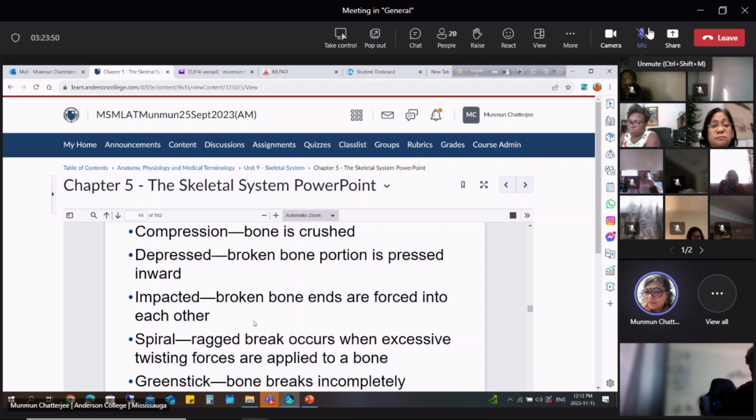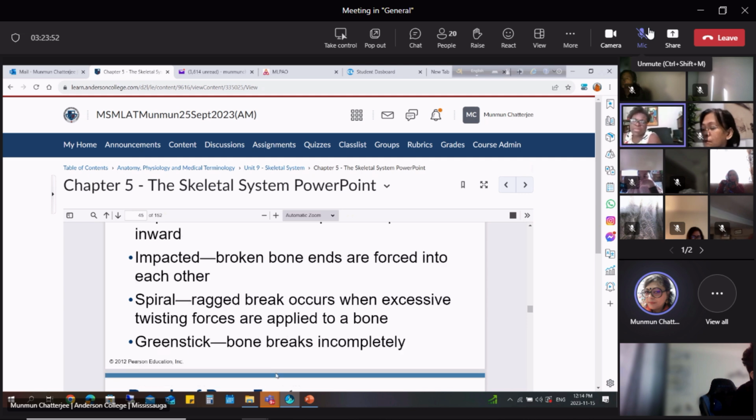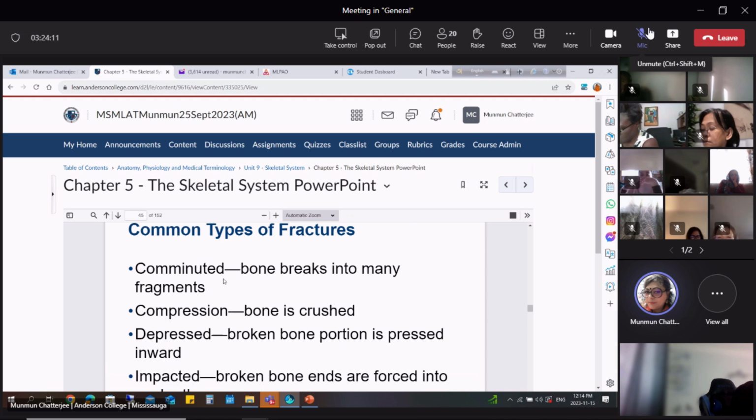Spiral will not come in a question. Now greenstick: bone breaks incompletely. It's kind of a hairline fracture. It didn't break totally, so it has not become two parts. It has broken, but incompletely. Greenstick injury, impacted injury, and comminuted injury. These three are very important. Questions come in different forms. Okay.